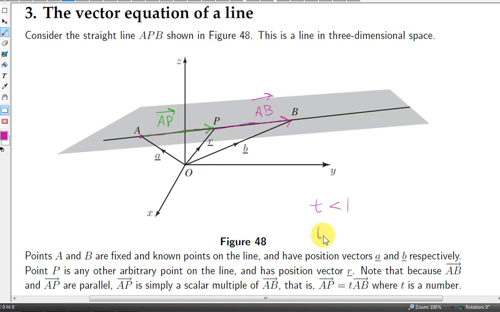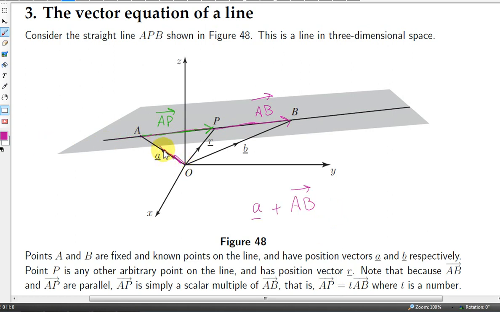Now if T is negative, then AP will be a negative scalar times vector AB. So AP will be pointing in the opposite direction. So we can generate all the points on the line in this direction to the left of point A.